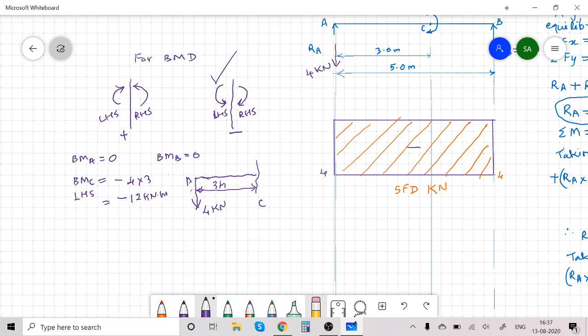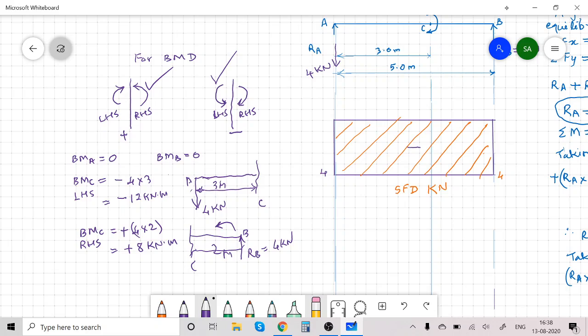Now I will consider bending moment at C on the right hand side. Suppose this is a section C, this is RB, which is upward 4 kilonewton, and the distance is 2 meter from B to C. So it is 4 into 2, 8. Remember it is anti-clockwise on the right hand side, so plus. So it is plus 8 kilonewton meter.